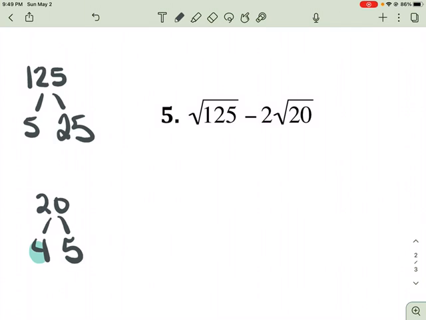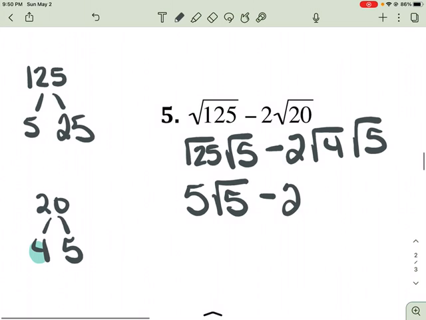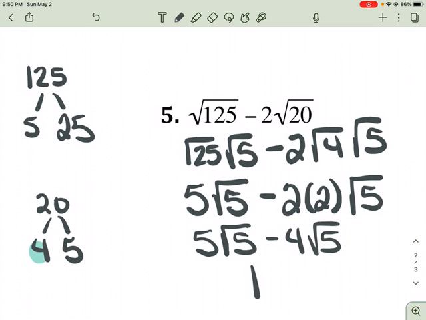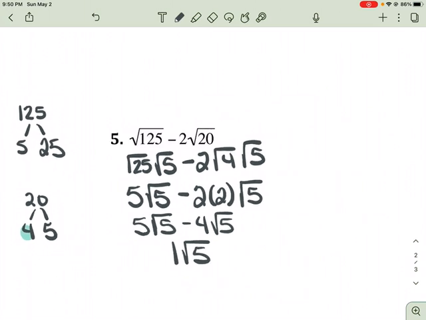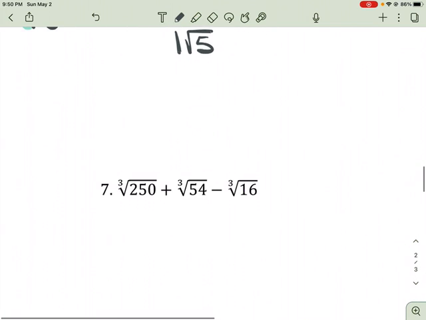Let's try that again. So this is going to be square root of 25, square root of 5, minus 2 square roots of 4, square roots of 5. Okay, square root of 25 is 5, minus, and this is going to become 2 times 2, because we're going to take the square root of 4, and then 5. So 5 square roots of 5, minus 4 square roots of 5, gives me 1 square root of 5. Okay. All right, so we were able to add those.